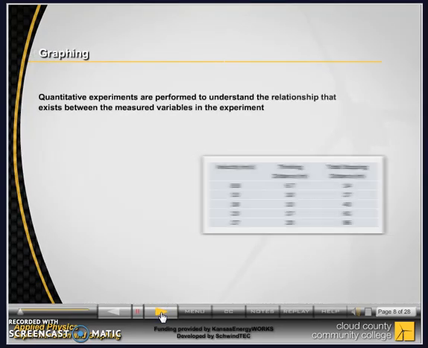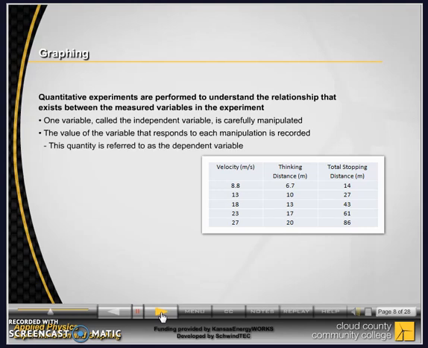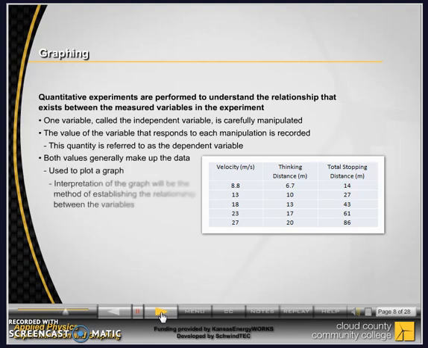Quantitative experiments are performed to understand the relationship that exists between the measured variables in the experiment. Throughout the performance of an experiment, one variable, called the independent variable, is carefully manipulated. The value of the variable that responds to each manipulation is recorded, and this quantity is referred to as the dependent variable. Both values generally make up the data. This data is then used to plot a graph. The interpretation of the graph will be the method of establishing the relationship between the variables.